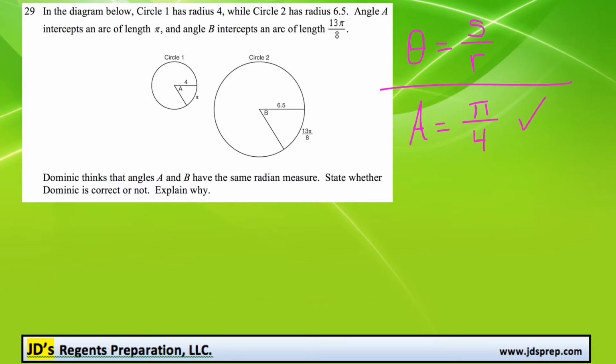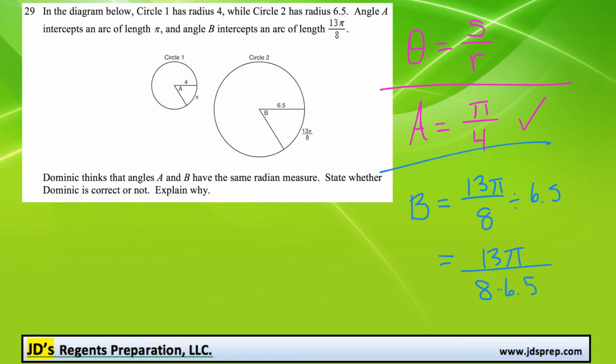Now let's take a look at circle 2. So to find our central angle B, we're going to take the arc length, which is 13 pi over 8, and we're going to divide it by 6.5. That's our radius. Now this is the same thing as 13 pi over 8 multiplied by 6.5. We are still dividing 6.5 because it's in the denominator here. And that becomes 13 pi over 52.